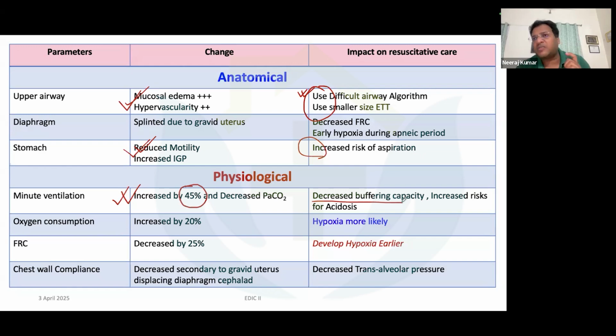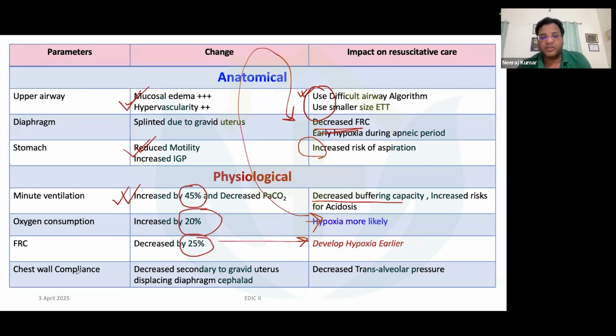And the second point, the oxygen consumption in these patients is generally increased by 20%. That's why hypoxia is more likely, and the second cause is that decreased FRC. So these are the two important causes of hypoxia. And the FRC decreases by around 25%. That's why these patients develop hypoxia earlier.